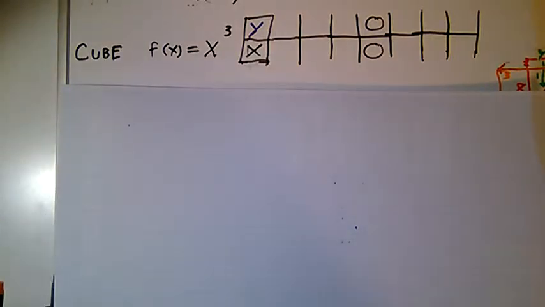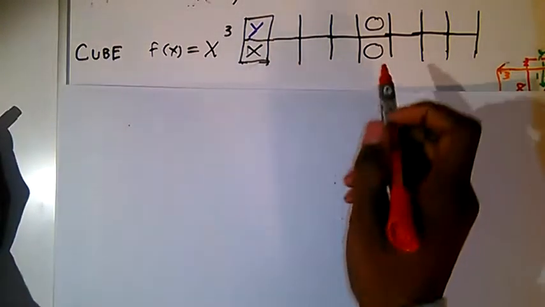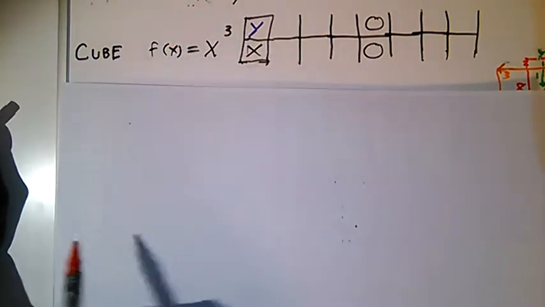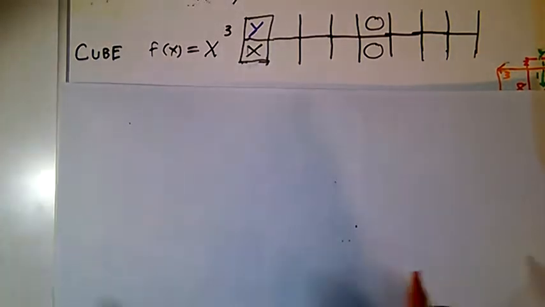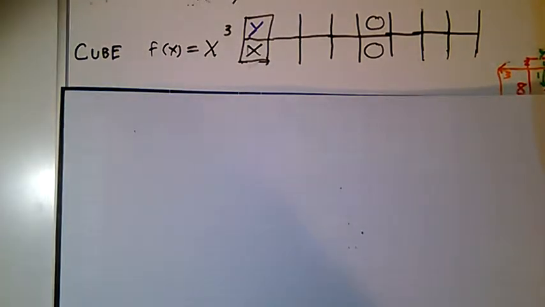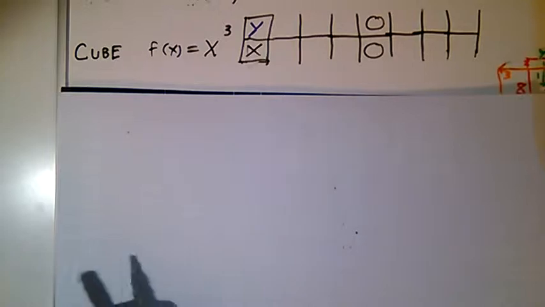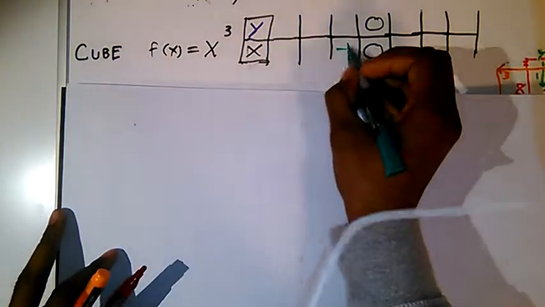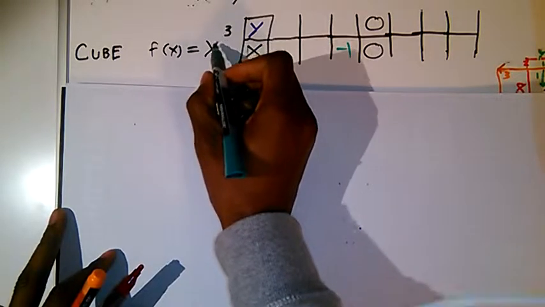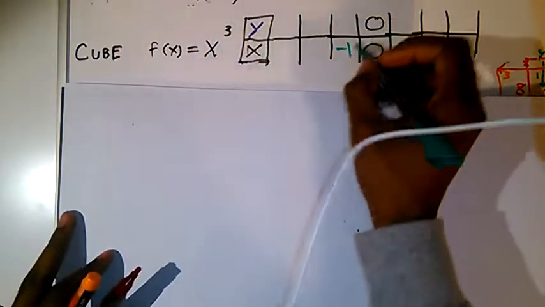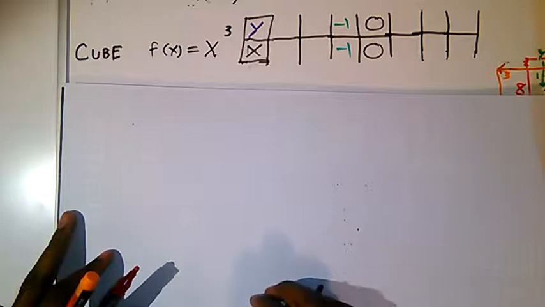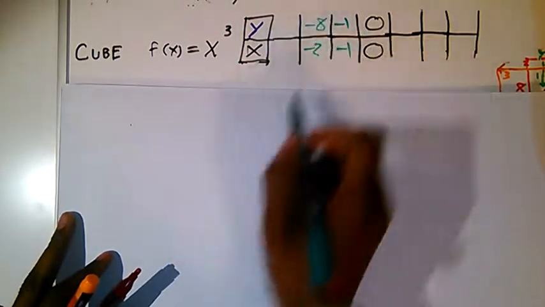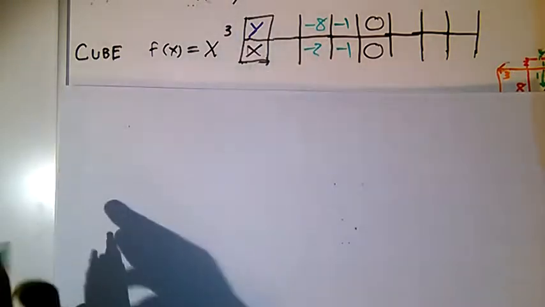Okay, first we can plot points to find the pattern. We see that if we put 0 in x, y will come out as 0. And if we put -1 in x, y will come out -1 times -1 times -1, which is -1. We put in -2 in x, y will come out as -8. Right?